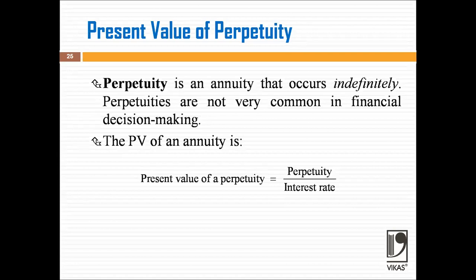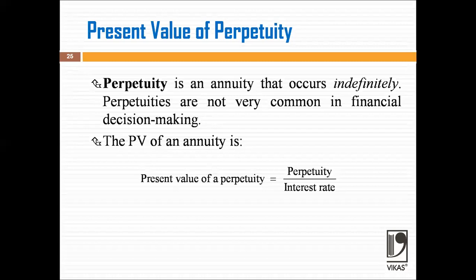The present value of a perpetuity is equal to the perpetuity divided by the rate of interest. We have to divide the amount of money you're willing to invest or receive for an infinite period of time by the rate of interest.